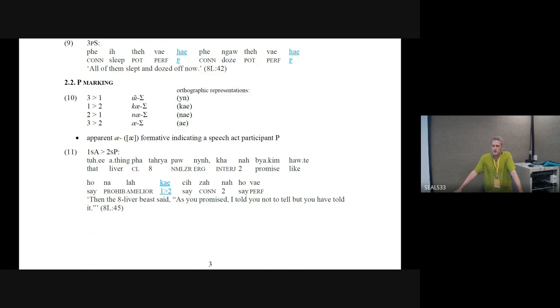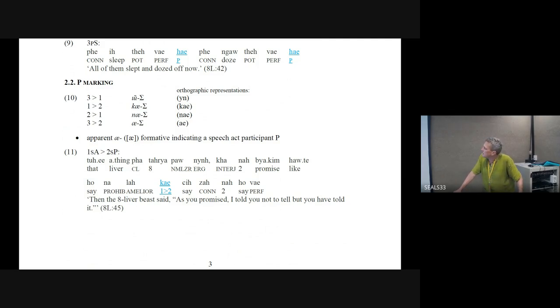In the case of third person acting on second person, you've just got the ash. So you've got zero marking of the A participant, and there is some other speech act participant. And in this case, it's exclusively the second person participant, because there is another marker, the nasalized high back unrounded vowel prefix, which specifically marks third person acting on first person. So a little bit more complicated than the S marking.